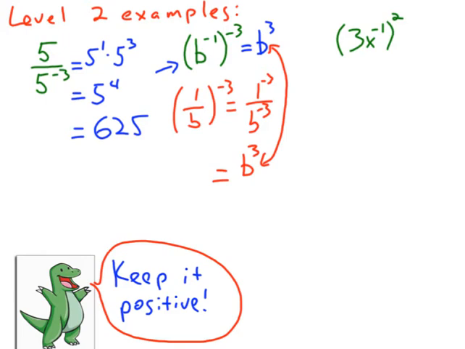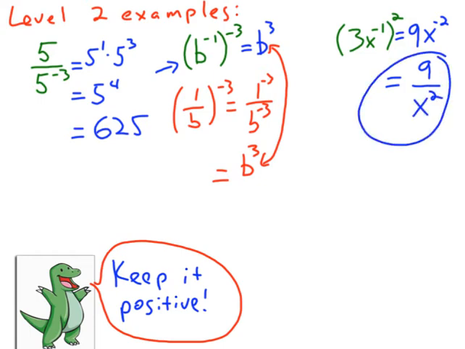Okay, final one right here. We have 3x to the negative first, all to the negative second. All right, again right here, let's distribute that exponent through. So 3 squared is going to be 9. X to the negative first to the negative second will be x to the negative second. Now remember that negative 2 up there is just on the x. So if we want to keep things positive here, 9 over x squared is what that would simplify to.